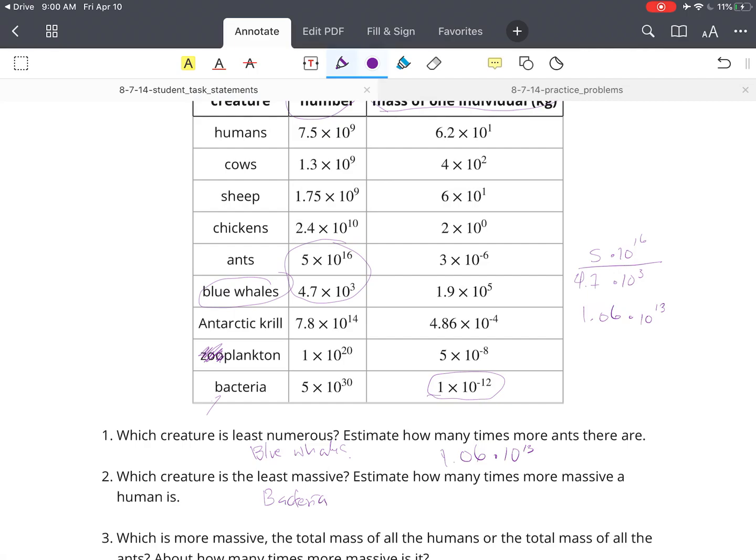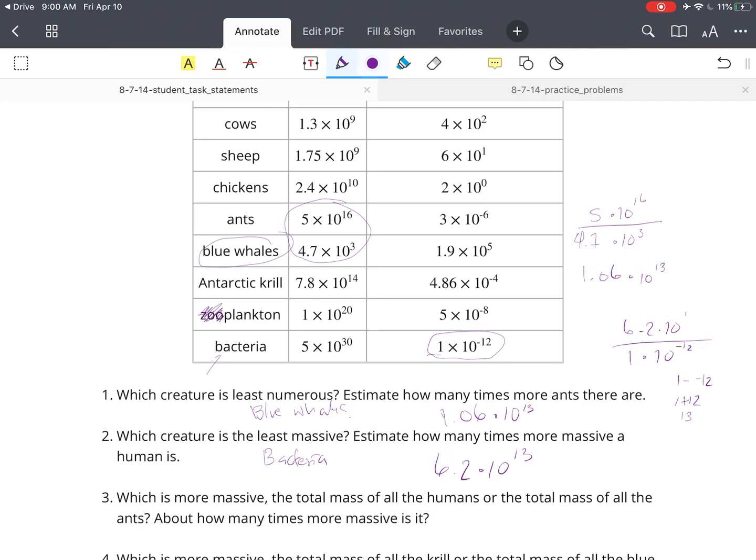How many times more massive is a human? So let's look at a human. It's 6.2 times 10 to the 1st. We're going to divide that by 1 times 10 to the negative 12. Since we're dividing exponents, we're going to subtract them, right? So what's 1 minus a negative 12? Well, that's the same thing as 1 plus 12, which is 13. So it's going to be 6.2 times 10 to the 13th times.